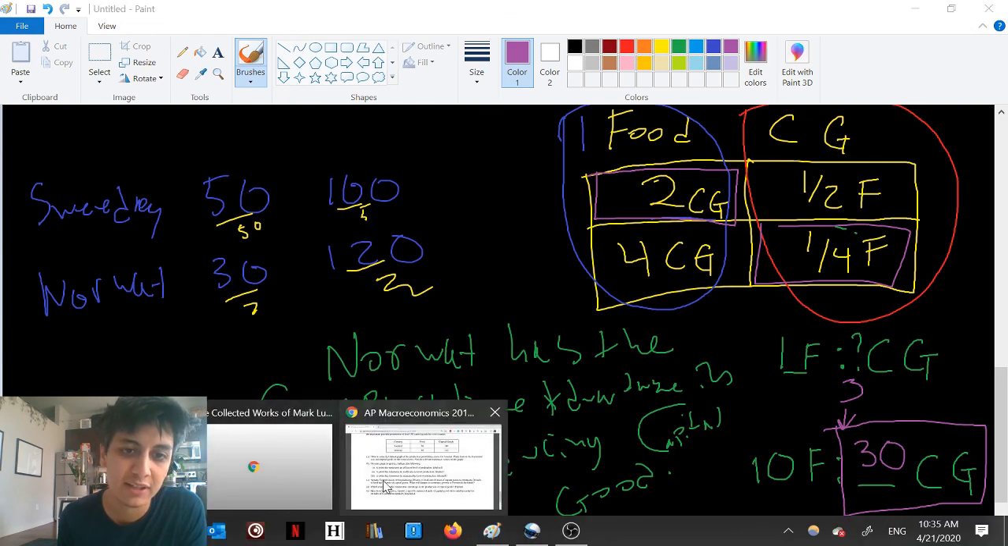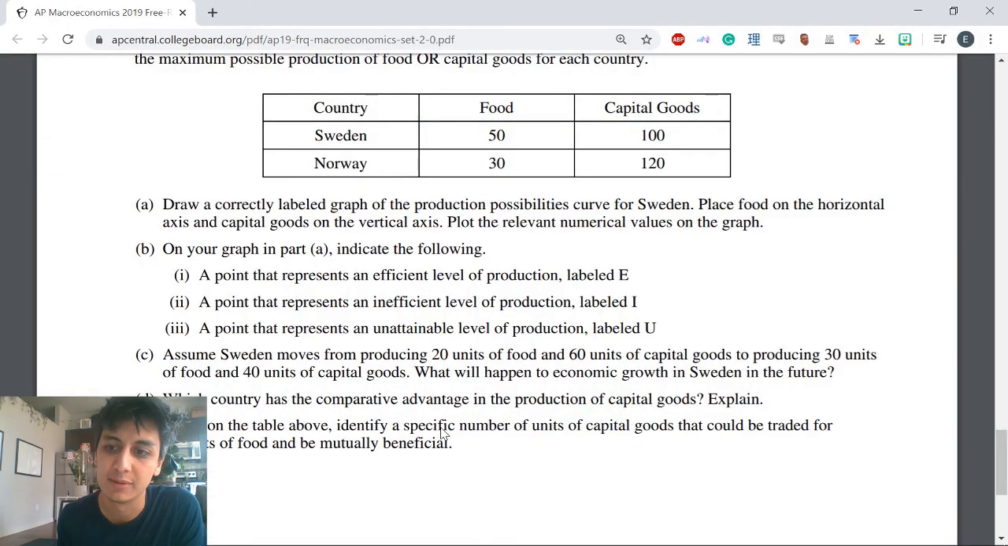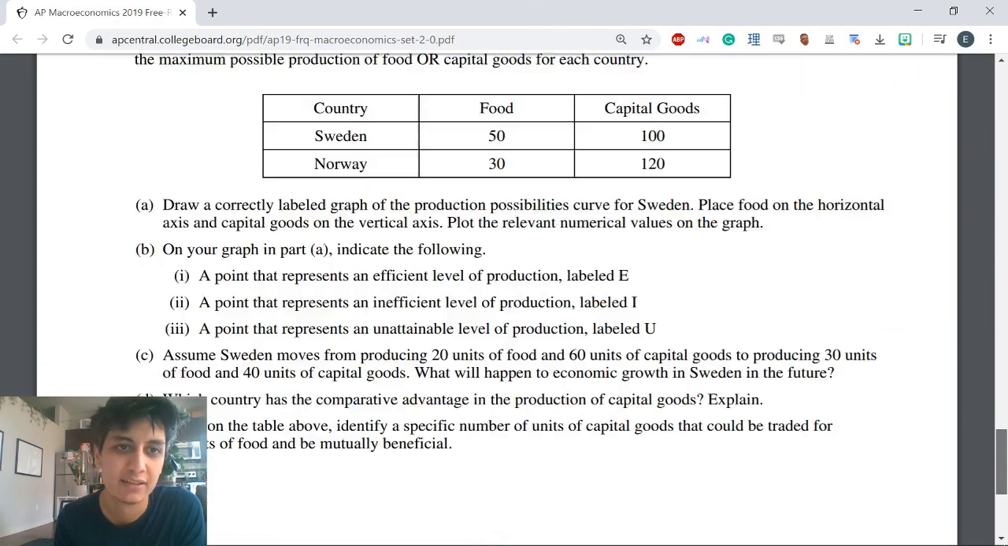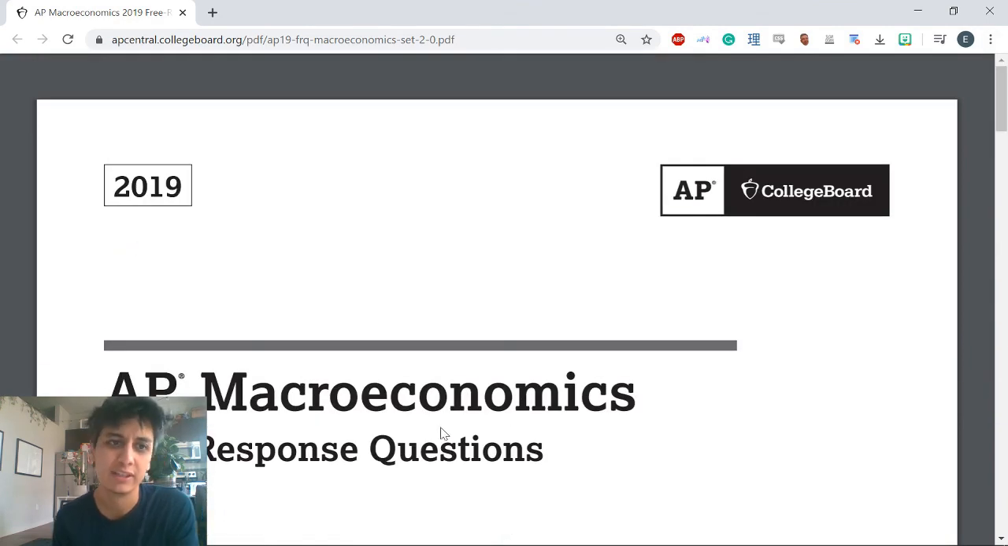So there you go. There's your AP Macroeconomics 2019 Question Set 2 AP College Board. I wonder if I'm allowed to post these online. I guess. I don't know. I don't make them. Well, I'm sure I'll be fine.